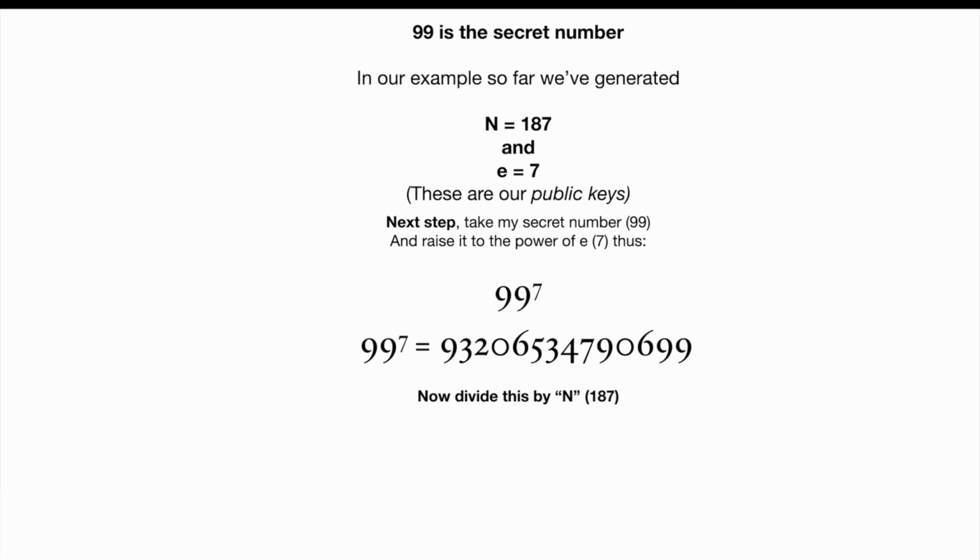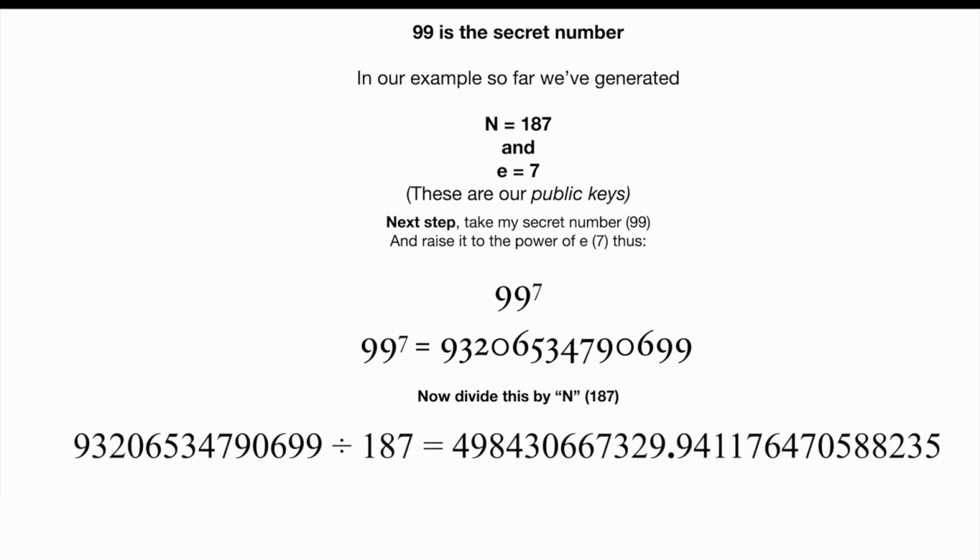and my calculator tells me it's 498,430,669,329.94167470588235, and so it goes. The reason for this will become apparent after a quick diversion into modular arithmetic. Okay, so let's try and keep that in mind.